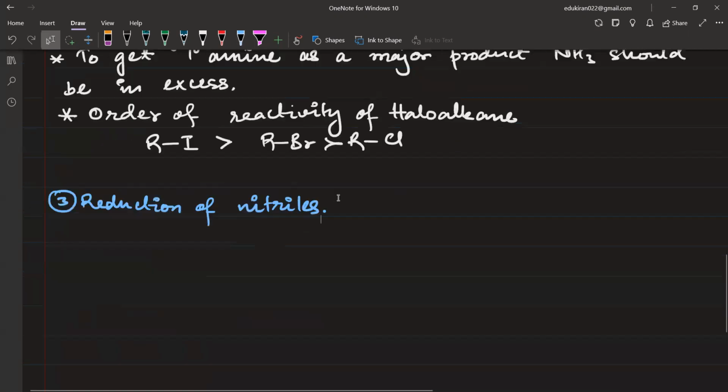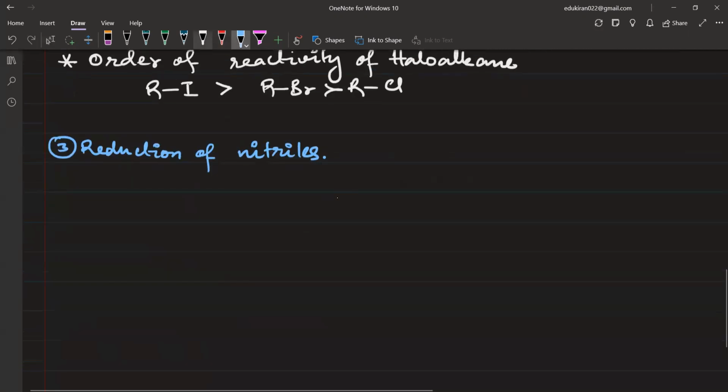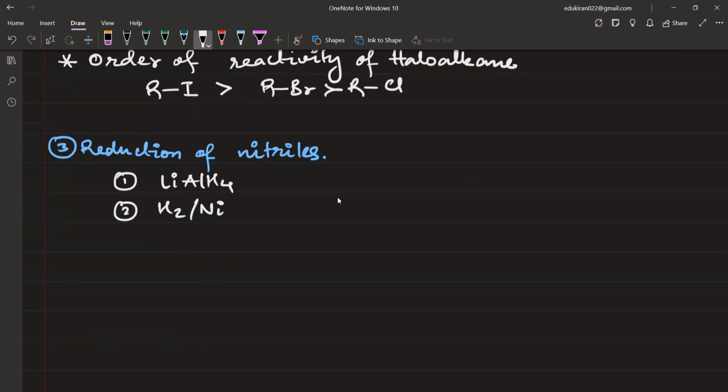Now, in reduction of nitriles, you can use 3 different reagents. First is the most famous reducing agent, lithium aluminium hydride. Second is H2 over nickel or platinum, mostly, but we use nickel. Okay, so you keep nickel here. Third is sodium amalgam, Na in the presence of Hg in the presence of ethanol. Okay, you can use any of these three reagents.